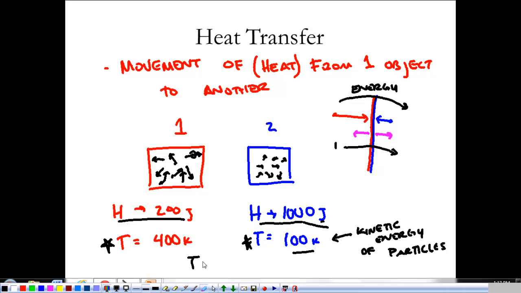Through all of these collisions, kinetic energy of each particle in object 1 is going to transfer to object 2 until their temperatures are equal to each other. At this point, there's not going to be any more transfer of heat. That's called thermal equilibrium. Okay? The particles here can't give any more heat to the particles over here because they all, on average, have the same kinetic energy. Now, the total heat of object 1 may still be less than the total heat of object 2, but the average kinetic energy of the particles is about the same. They're not going to be transferring energy like this anymore. And that's the basics behind heat transfer.